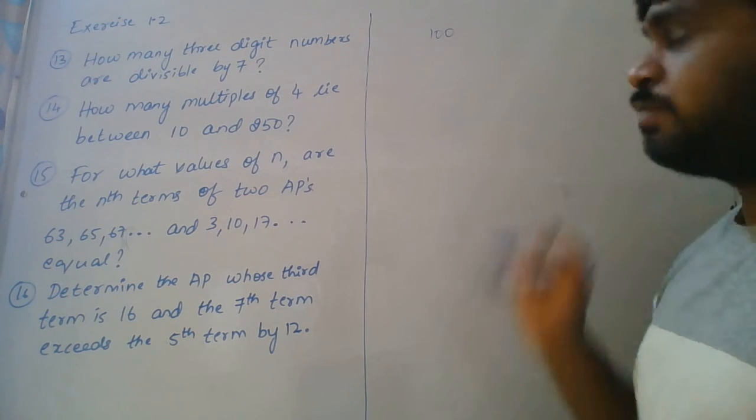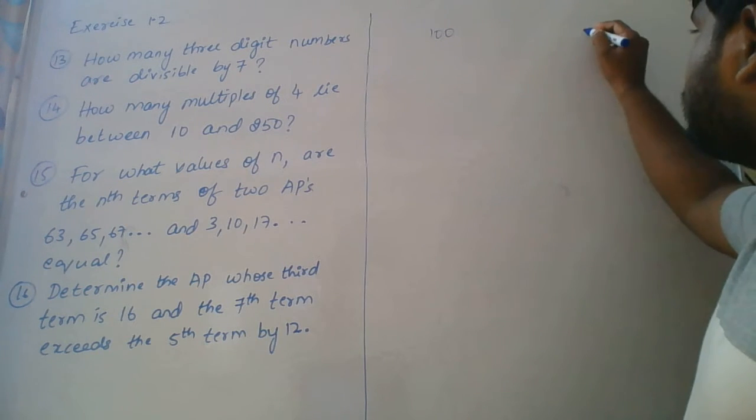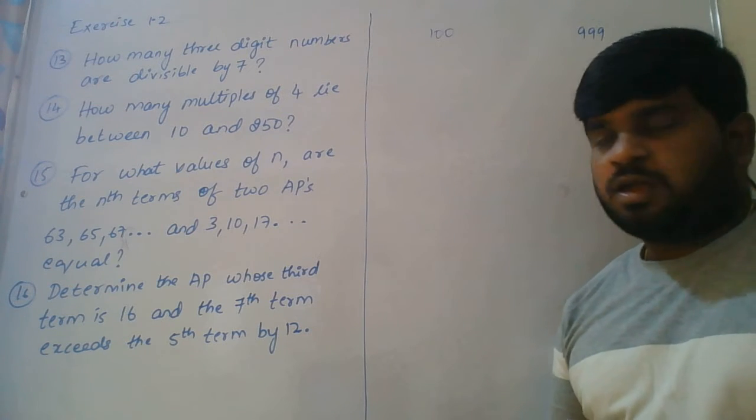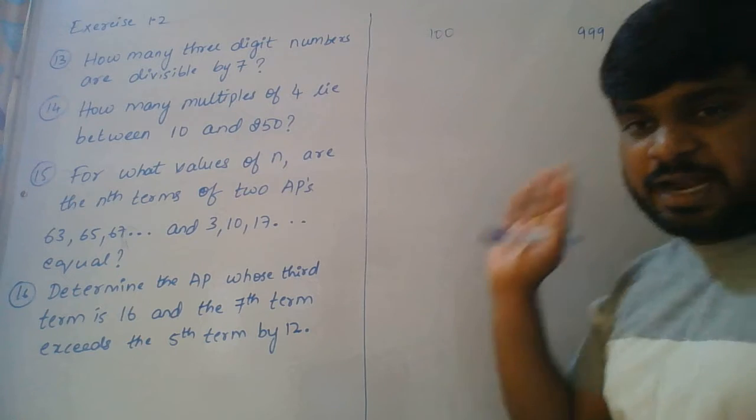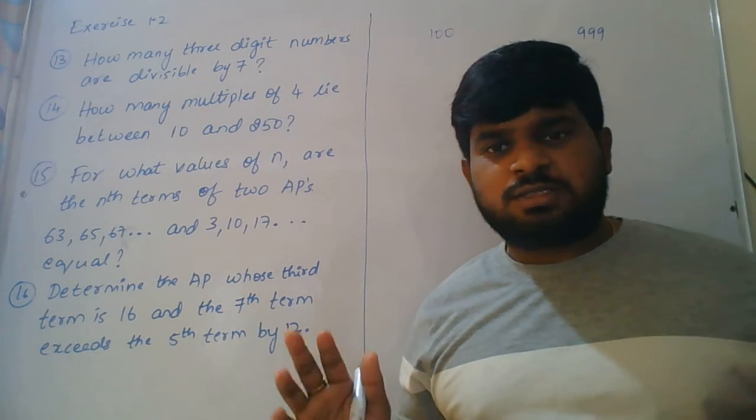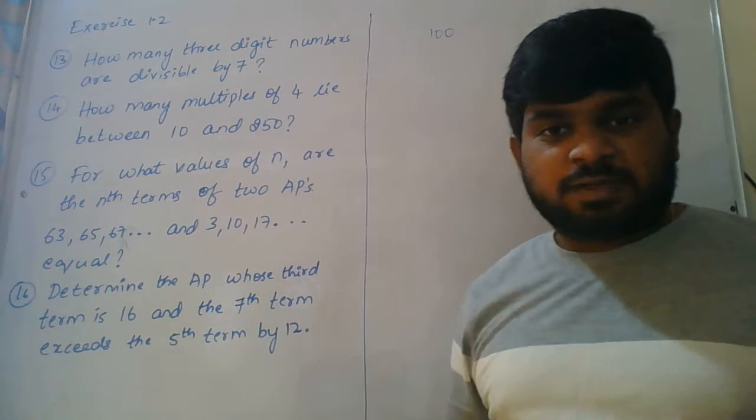100. And which is the biggest 3-digit number? 999, isn't it? Now your 3-digit numbers start from 100 and end at 999. Between these there are so many 3-digit numbers, isn't it? In that we have to find those numbers which are divisible by 7.